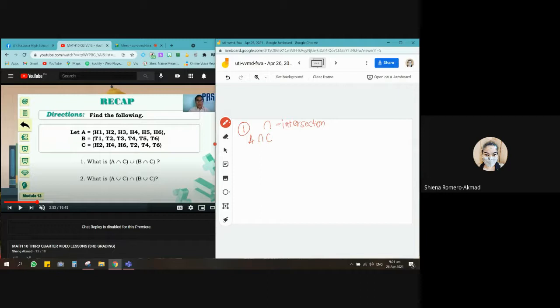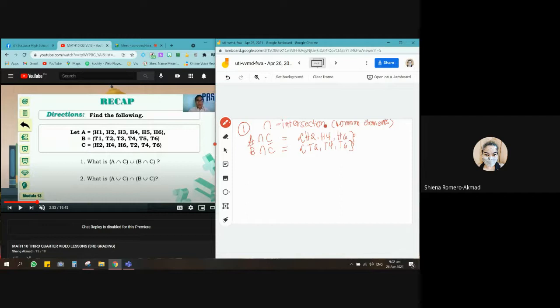uulitin ko para maalala nyo kasi 1 week yung hindi ito na naalala. Depende kung nagsagot kayo ng worksheet yan, please. Pag intersection, we are looking for the common elements. So what is common between event A and event C? H2, H4, H6. How about the intersection between B and C? T2, T4, T6. Correct.